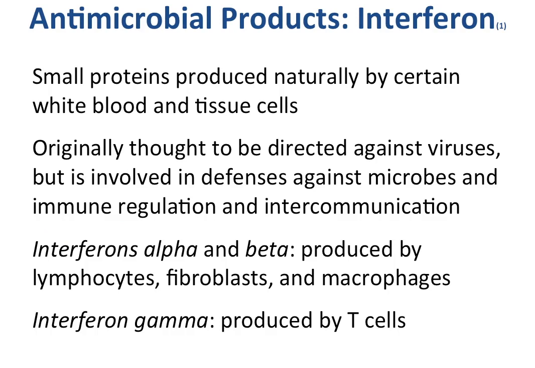So the immune cells also can secrete certain compounds. Those are the antimicrobial products such as interferon. Okay, interferon. Interferons are classified as alpha and beta. Okay. So they are produced by the lymphocytes, fibroblasts, and the macrophages. Interferon gamma is produced by the T cells.